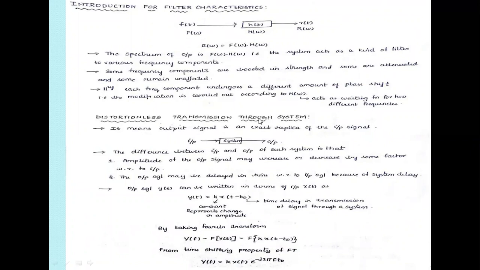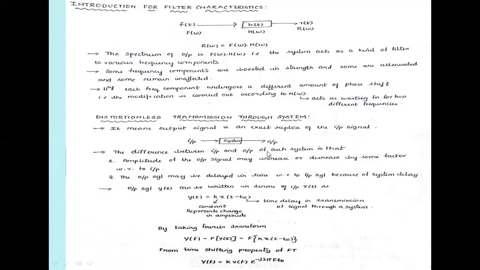Distortionless transmission through the system means the output signal is an exact replica of the input signal. Without any distortion, whatever signal we transmit from the transmitter side is received at the receiver side without any noise or distortion occurring. Means exactly the replica of the input signal. Input passes through the system, it gets the output.